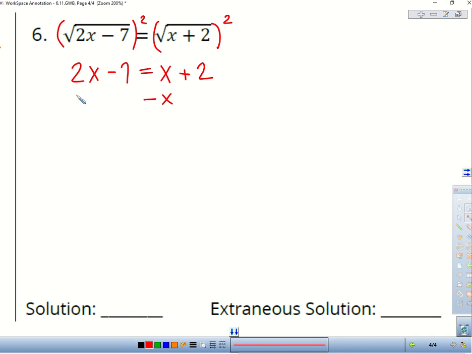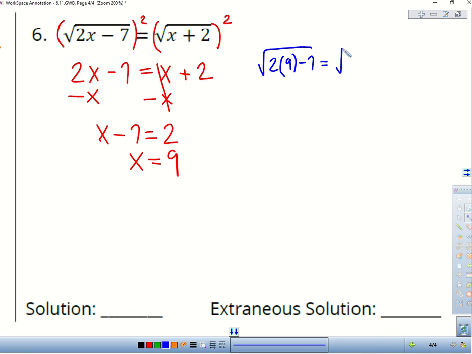So subtract x. I'm lagging a little. So x equals 9, right? Now I need to verify it, so I take it and I plug it back into the original. What is 2 times 9? 18 minus 7? Is square root of 11 equal to the square root of 11?